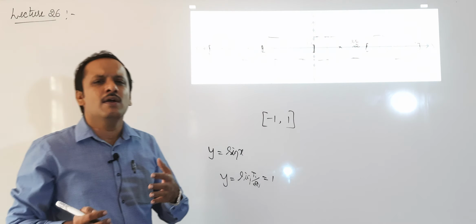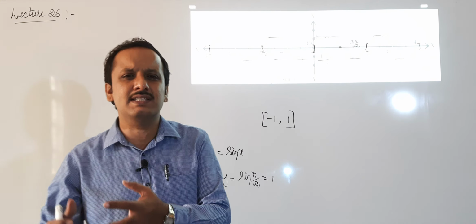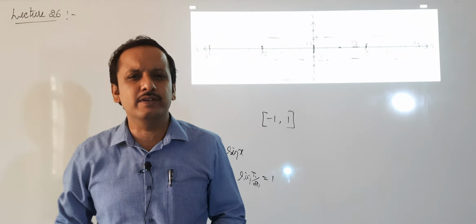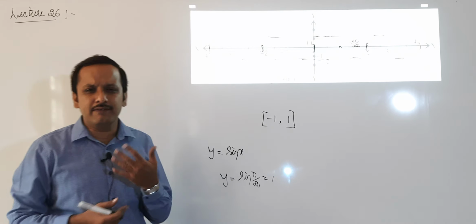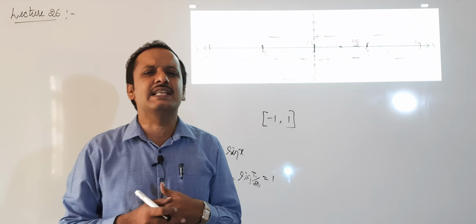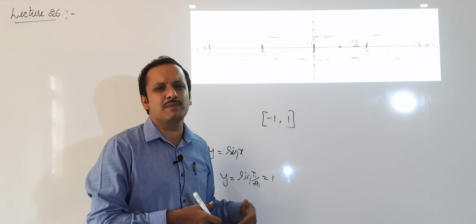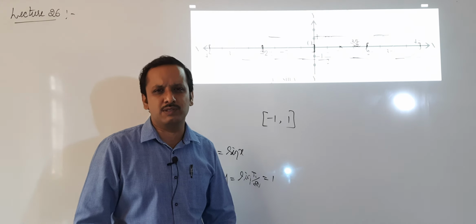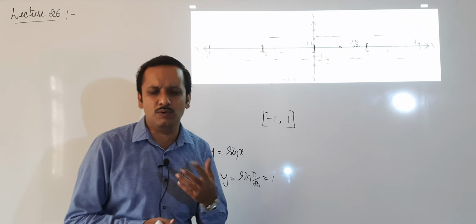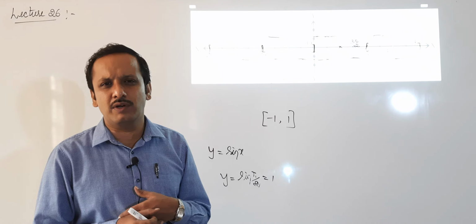Range means all the possible values that sine x can take. Sine x can vary from -1 to +1. Whatever value you substitute for x, whatever the angle may be, you will always see that the sin x value will lie between -1 and +1. Its minimum value is -1, maximum value is +1. It takes all the values in between -1 and +1. So we say that the range of sin x is the closed interval -1 to 1.